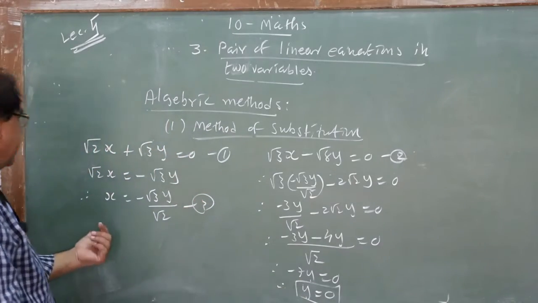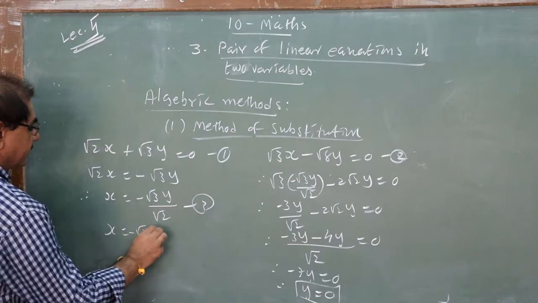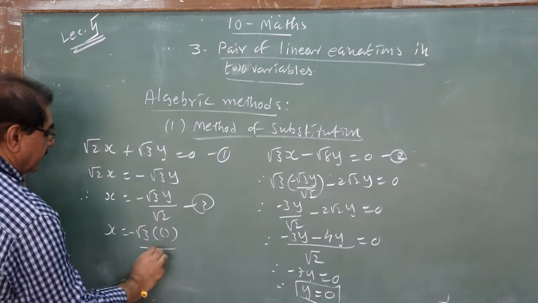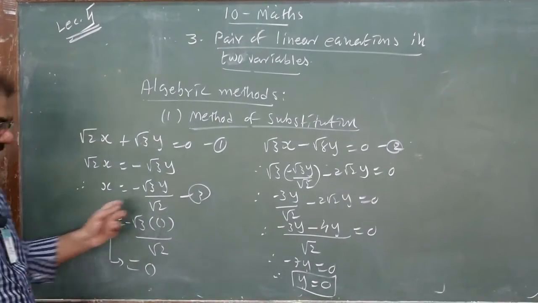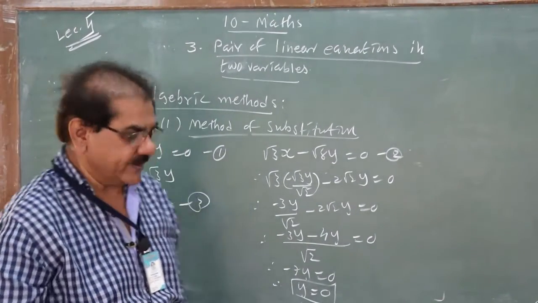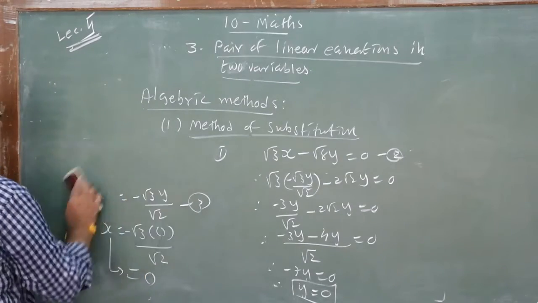Substitute the value of y in equation number 3. x is equal to minus root 3 into 0 upon root 2. Ultimately the answer is 0. So x is 0, y is 0. This is how you can solve it. I solved it because the numbers were irrational.